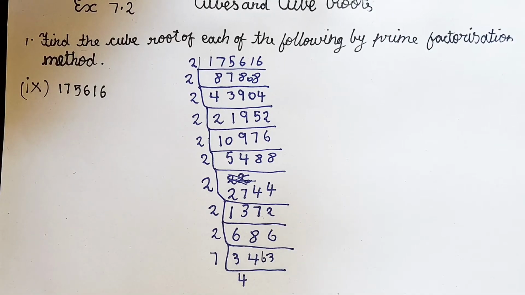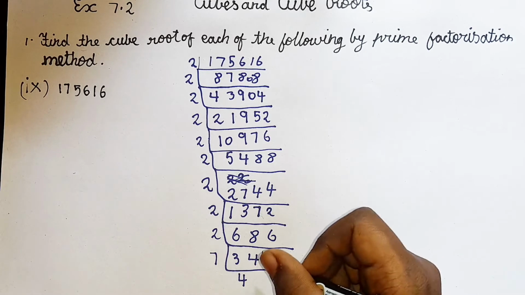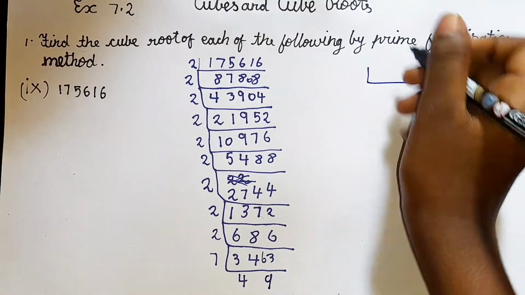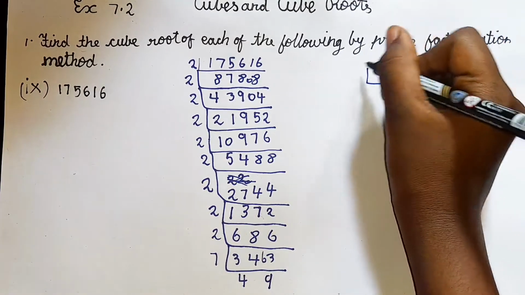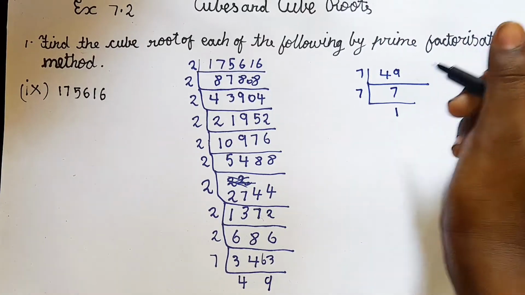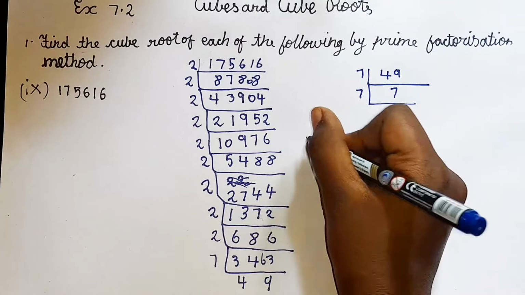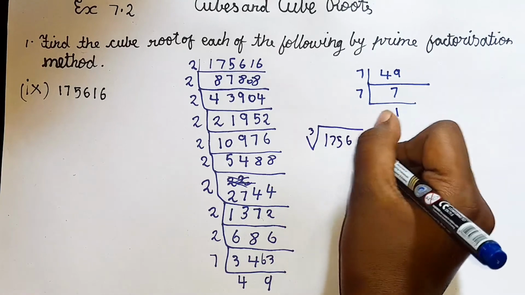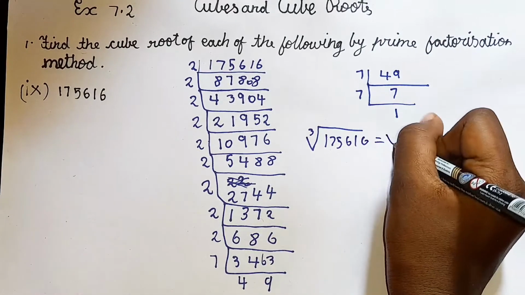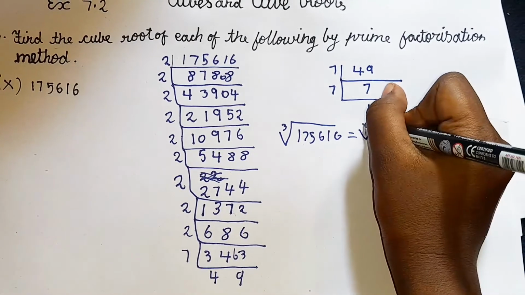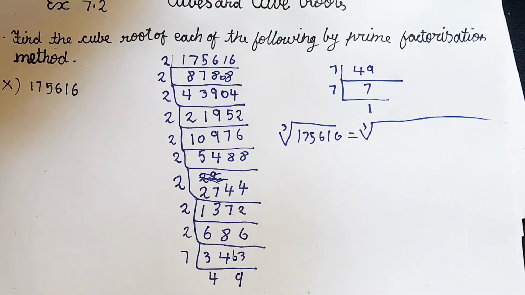Now we have 63. So 7 9s are 63. So now we have 49. So here let me write 49. So 7 7s are 49. 7 1s are 7. So now cube 1,75,616 is equal to cube. So for cube, you should write the 3, don't forget it.